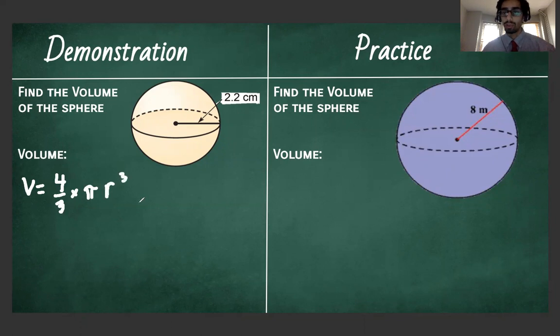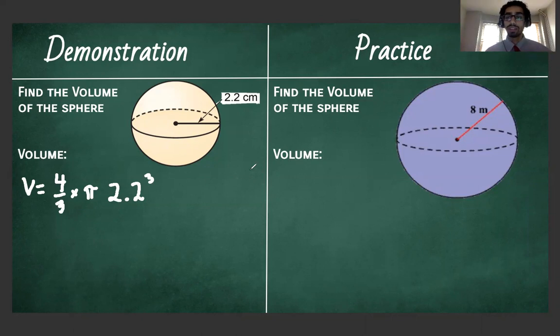I'm going to replace the r with 2.2, which is my radius. Let me go ahead and change that real quick. So I'm going to write 2.2 cubed. Okay, so now in our calculator, this is pretty much just a standard multiplication type problem. We're going to multiply all these things together. So we're going to do 4/3 times pi times 2.2 cubed.